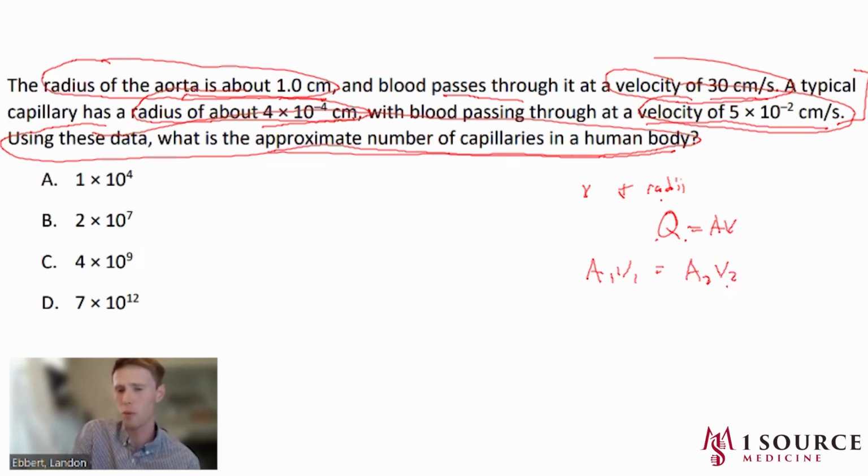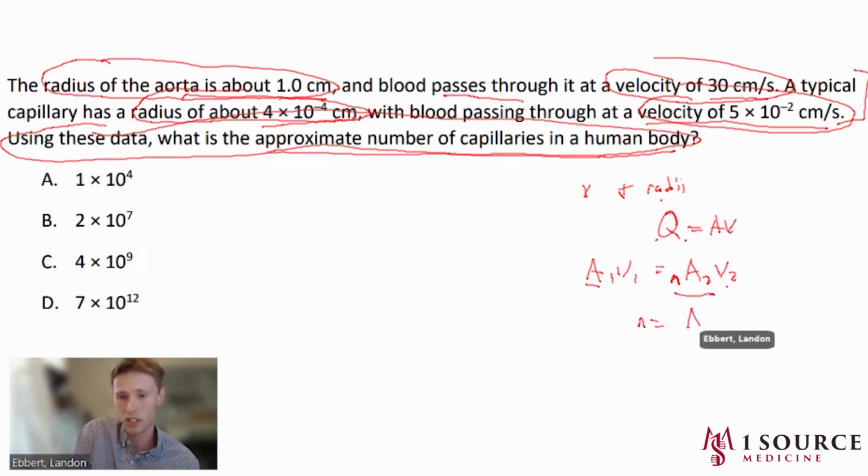But what I know is that there are a lot more capillaries than aorta. We only have one aorta in our body, but we have numerous capillaries. And this A represents the cross-sectional area at a given point. So for the capillaries, I would need to multiply it by N, where NA2 represents the total cross-sectional area of all the capillaries, where A2 is just the cross-sectional area of one. So now that I have this equation set up, I'm just going to solve for N.